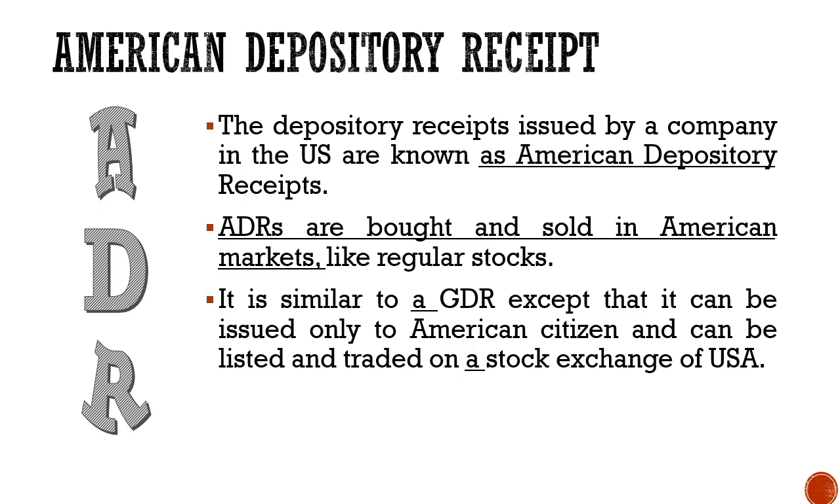It is similar to GDR except that it can be issued only to an American citizen. GDR can be issued to any citizen around the globe. However, ADR can only be issued to an American citizen and can only be listed and traded on a stock exchange of the United States. However, GDR could be given to any person and it could be listed anywhere across the globe.